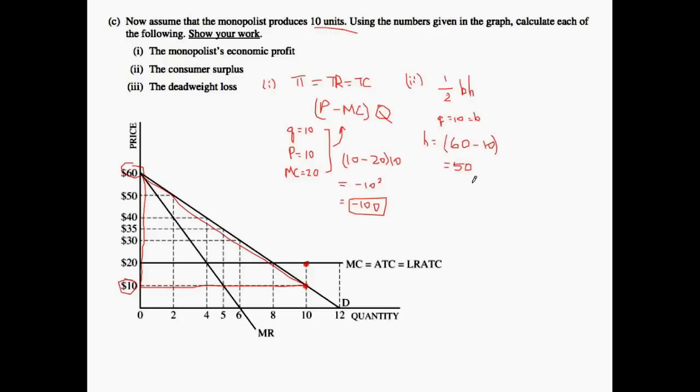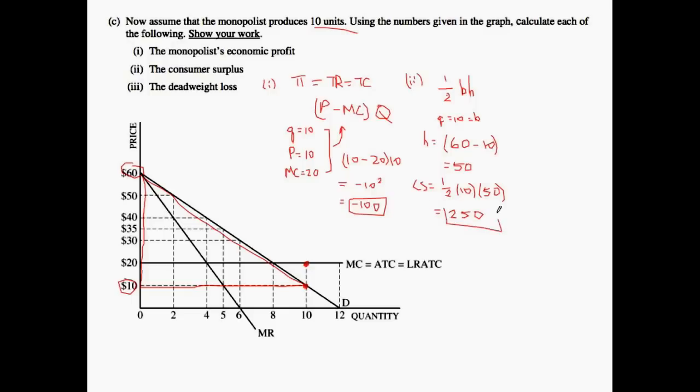And therefore, I know that my consumer surplus would equal 1/2 times the base, which is 10, times the height, which is 50, and therefore it would be 500 over 2, or 250. And that's my consumer surplus.